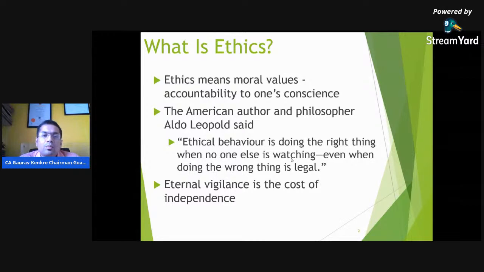So to quote a very famous American author, Aldo Leopold, he has said that ethical behavior is doing the right thing when no one else is watching, even when doing the wrong thing is legal. So this is very profound in two contexts. One is, of course, you need to realize that your ethics will be the only thing standing with you when even no one else is watching, that is, you know that you are not going to get caught, you know that doing this can be okay, that it is legal to do something, but somewhere something in your mind or your soul or your heart, whatever you want to call it, stops you from doing that.